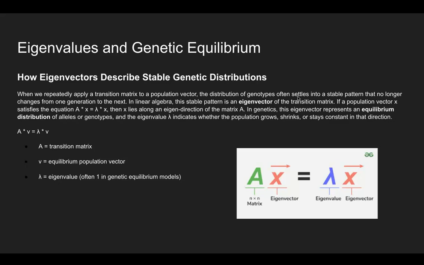If a population vector X satisfies the equation A times X equals lambda times X, then X lies along an eigendirection of the matrix A. In genetics, this eigenvector represents an equilibrium distribution of alleles or genotypes, and the eigenvalue lambda indicates whether the population grows, shrinks, or stays constant in that direction. A is a transition matrix, V is the equilibrium population vector, and lambda is the eigenvalue, often one in genetic equilibrium models.